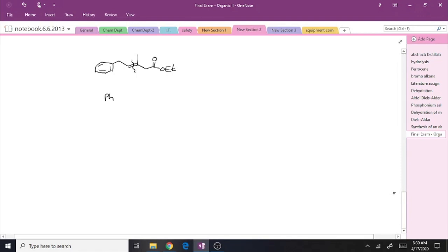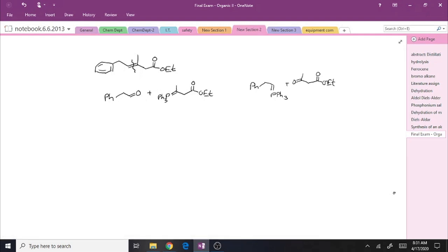I'm going to just abbreviate that phenyl. So we could have this as our carbonyl. Then the other side, we would have our phosphonium salt. Alternatively, we could go the other direction as well, where we have our phosphonium salt on this side, in which case our carbonyl would have been here. So either one of these would give the product shown, but you should be able to take the product and work backwards and determine what your starting materials would be given the type of reaction.